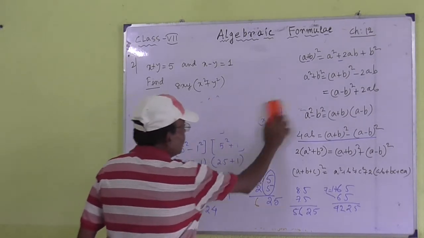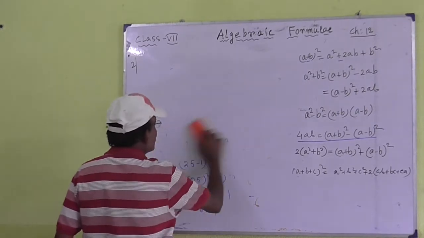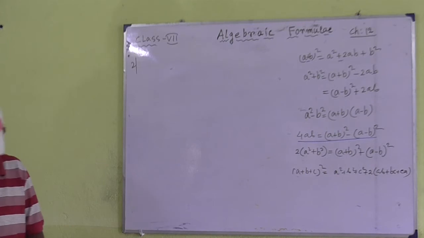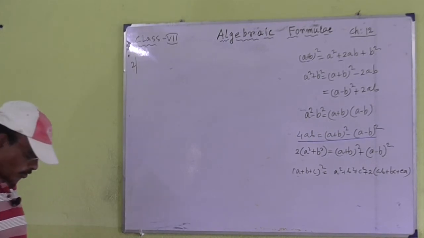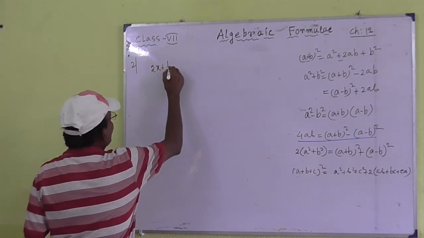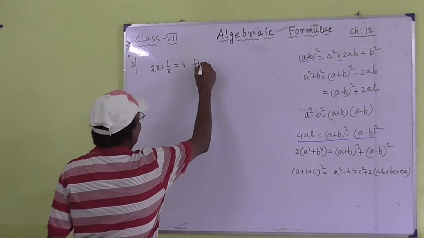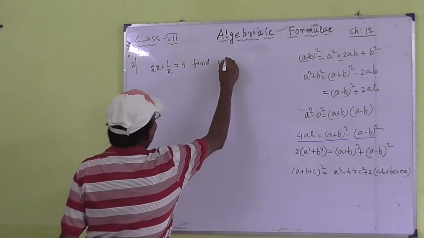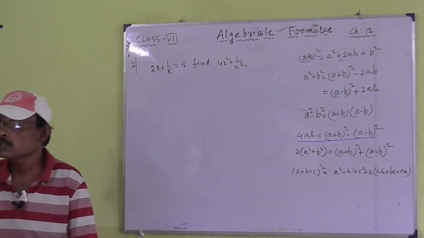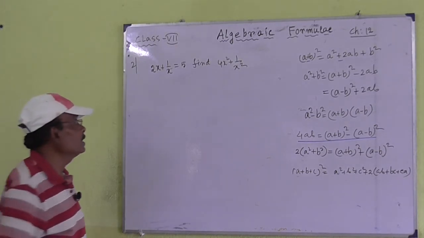Clear? Now, the next sum. Next sum is: if 2x plus 1 by x equal to 5, find 4x square plus 1 by x square. Okay, 2x plus 1 by x equal to 5, find the value of 4x square plus 1 by x square.